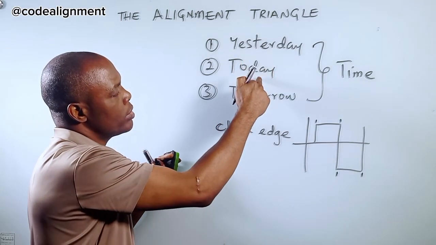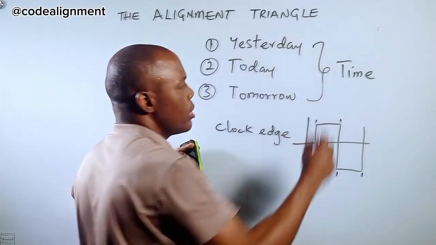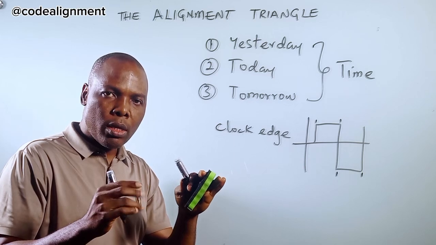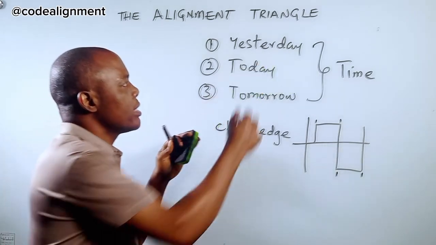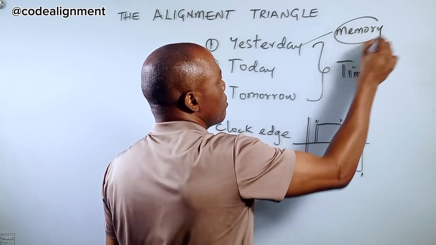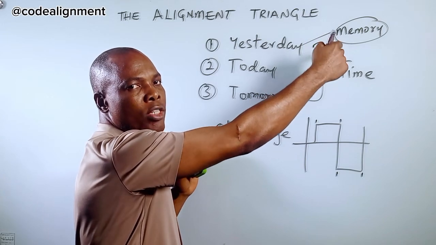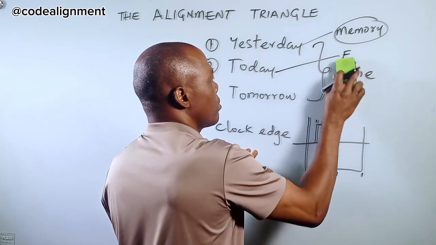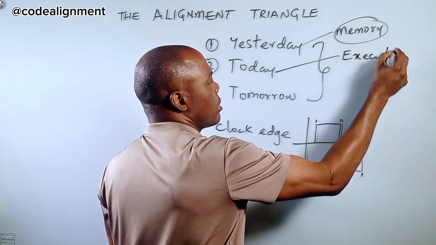Now, what is yesterday, what is today, and what is tomorrow? This is basically about what? Time. So that tells you yesterday, today, and tomorrow are just one thing manifested in different ways. So looking at this, yesterday is what? Memory. Straight memory. And what does memory do? Stores charges. So it's either charged or uncharged, right? Today is what? Execution.